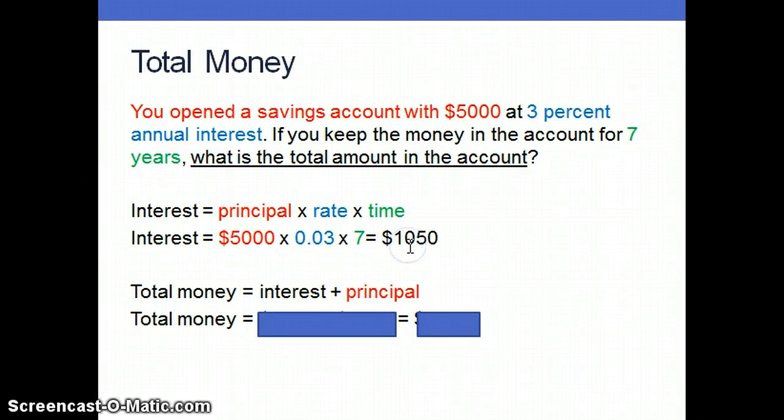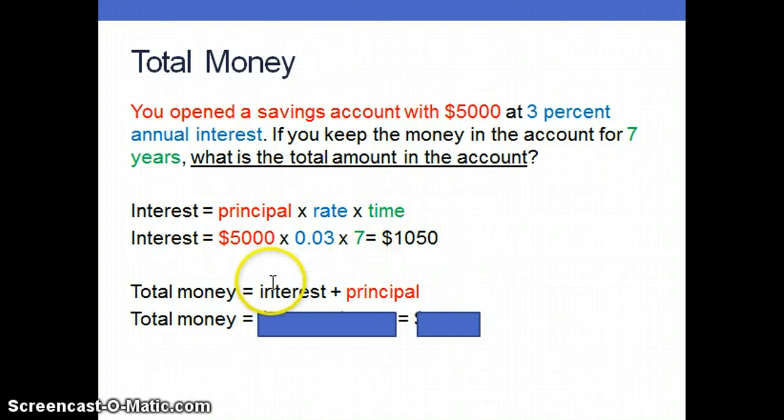Okay, so for step 1, you should have found your principal to be $5,000. Your rate should be 0.03. You have 3% interest, and your time is 7 years. Multiply that out and you get $1,050.